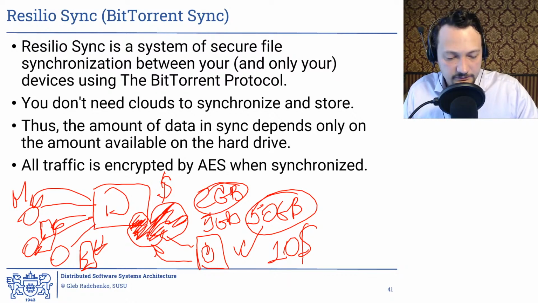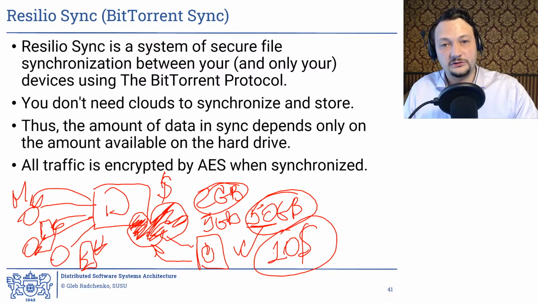But if you don't have 2 terabytes, if you have just 50 gigabytes to share, you also need to pay them $10 per month. That is not good. $10 per month. Why do I pay them so much? So in this case, you can use Resilio Sync.